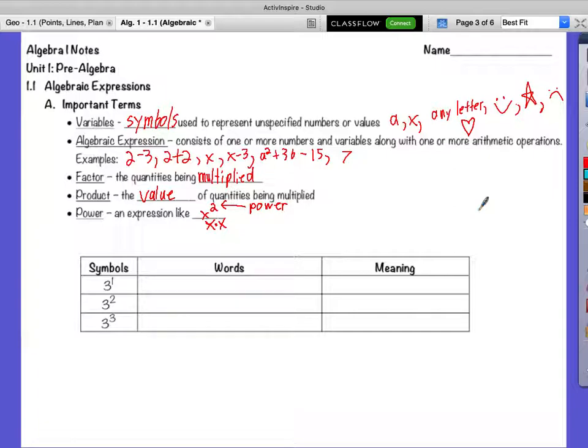Change colors just to change it up a bit. So here we see this. What's that mean in words? Who could say what that means in words? 3 to the first. You can say 3 to the first power, or you can just say 3 to the first. Mathematically, how many 3's are being multiplied then? Matthew? Just 1. Okay, so it's just 3. That's what it means.